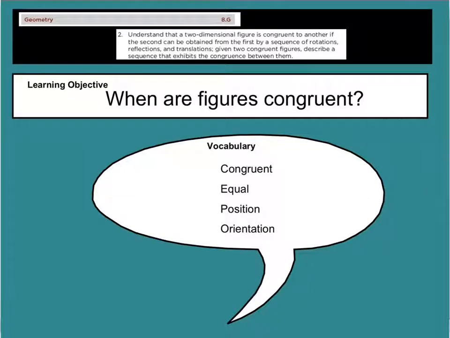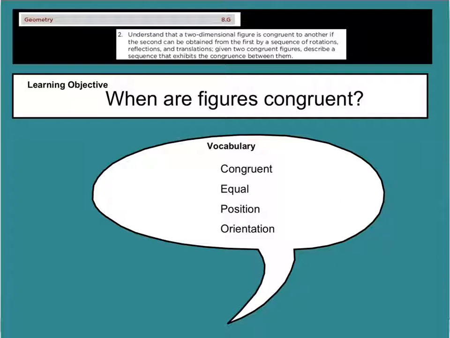Okay, today we're going to talk about congruent figures, and we're going to go over the Common Core State Standard 8.G.2. Understand that a two-dimensional figure is congruent to another if the second can be obtained from the first by a sequence of rotations, reflections, and translations. So that's one part of the standard that we're going to go through.